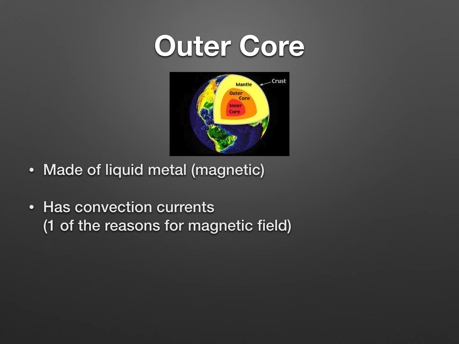The convection currents in the outer core are one of the two reasons for the Earth's magnetic field. Don't confuse magnetic field with gravity. I don't know why, but often kids confuse those two, but the magnetic field has nothing to do with gravity, so keep that in mind.